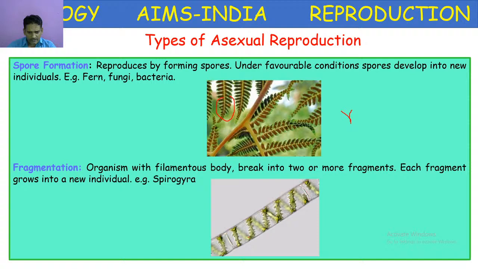So here, this is a filamentous body. So it will break like this, into fragments. Each fragment, when the conditions are favorable, detaches and grows into a new individual. This kind of reproduction is called fragmentation.